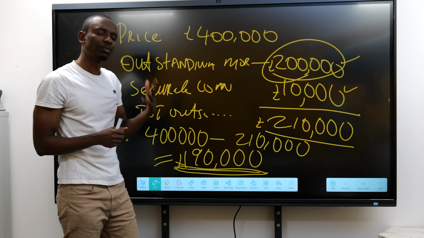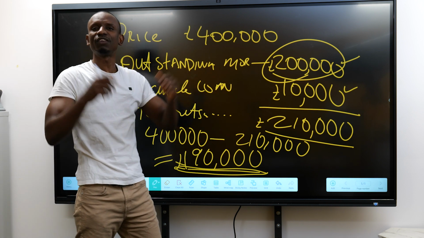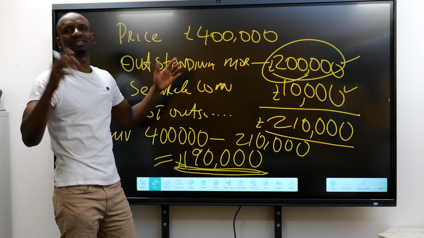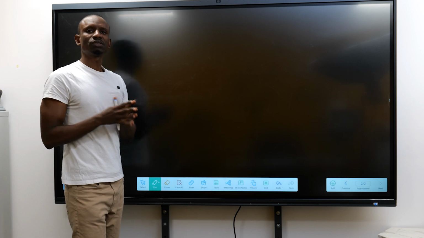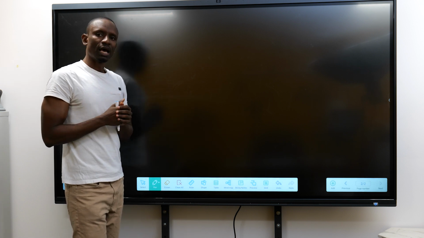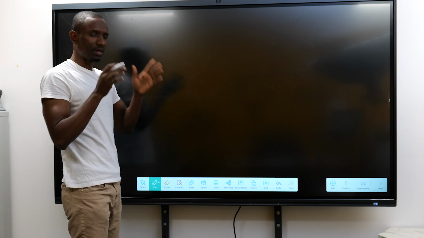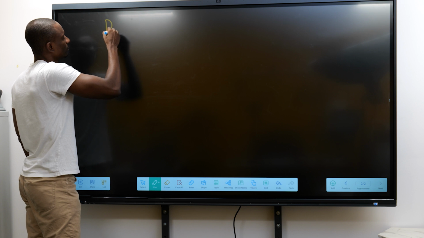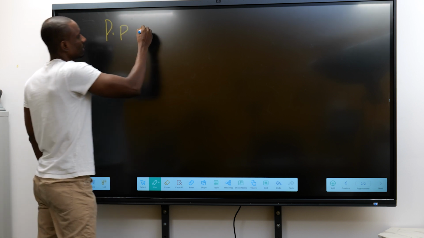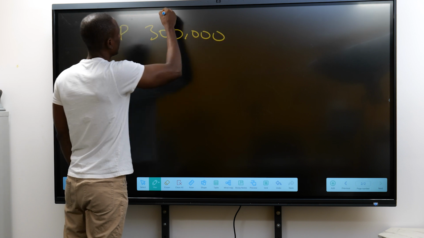So in the next example, I'm going to show you how you can use this equity itself to buy yourself a property portfolio that's worth about 600,000 pounds. Let's get to the next page. Okay, let's now say we've got a property and we bought this property 5 years ago for 300,000 pounds. So the purchase price was 300,000, 5 years ago.